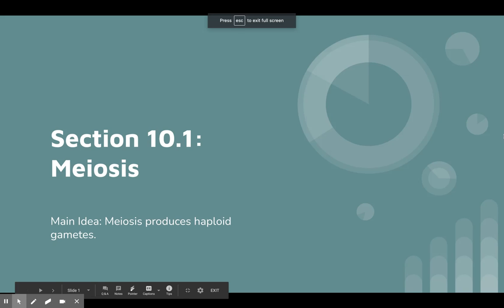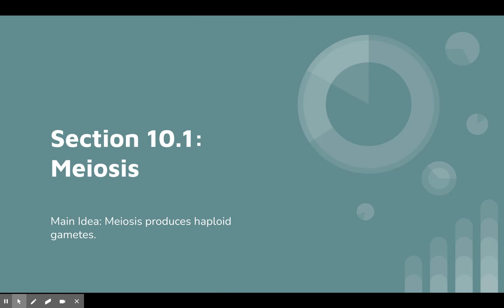today using Ed Puzzle, and we'll review it the next time we're together in person, but I can only delay so much. So, we're going to talk about meiosis today. And the main idea is that meiosis produces haploid gametes.